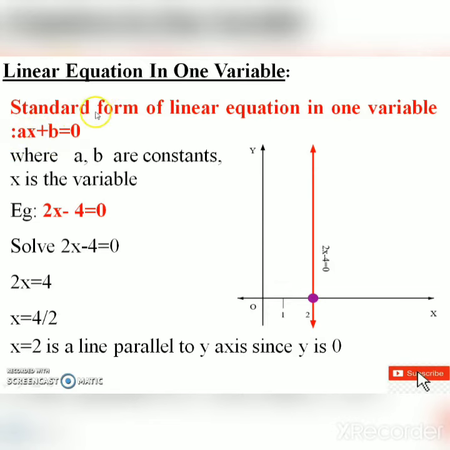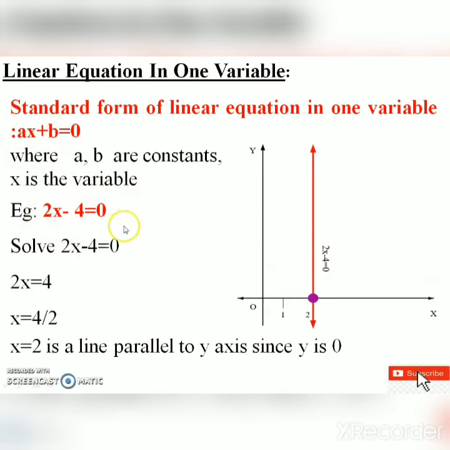So always remember the standard form of linear equation in one variable will be ax plus b is equal to 0. Based on this standard form only you have to write all the equations in one variable. For example, 2x minus 4 is equal to 0. Compare this: here a is 2 and b is minus 4.